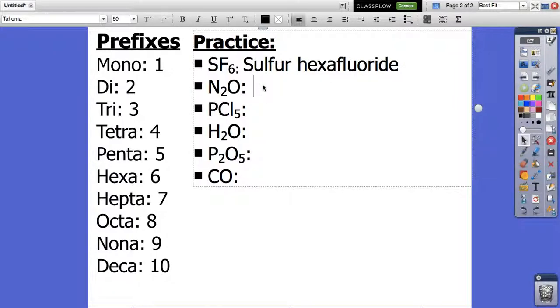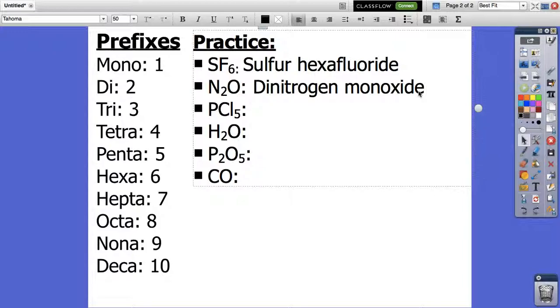The next one, we have N2O. So in this situation, there are 2 nitrogens. We're going to go ahead and say dinitrogen. Be careful with this first name that you do not change it to IDE. Only the second name gets IDE. And then we've got 1 oxygen, so in this situation we would use monoxide. Another way to think about that is that your elements that tend to take negative charges are going to have that IDE ending on them.